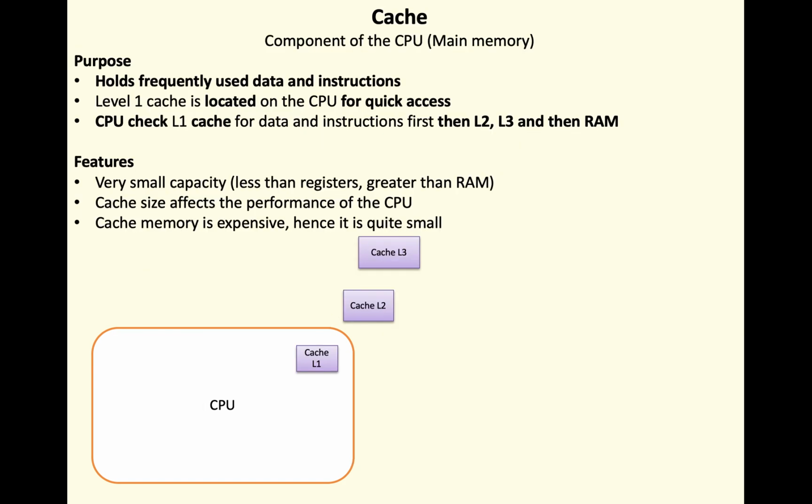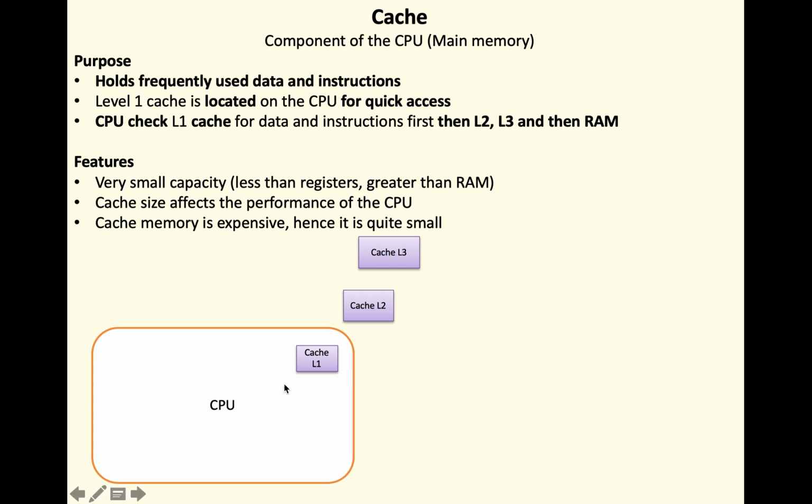So we're going to take a look at cache. Now cache, not spelled the same way that we spell cash in terms of money, but it is very expensive. And it holds frequently used data and instructions. So level 1 cache is located right here on the CPU, and it is a component of the CPU. So level 1 cache is used for data and instructions that are frequently used, and it's on the CPU for quick access.